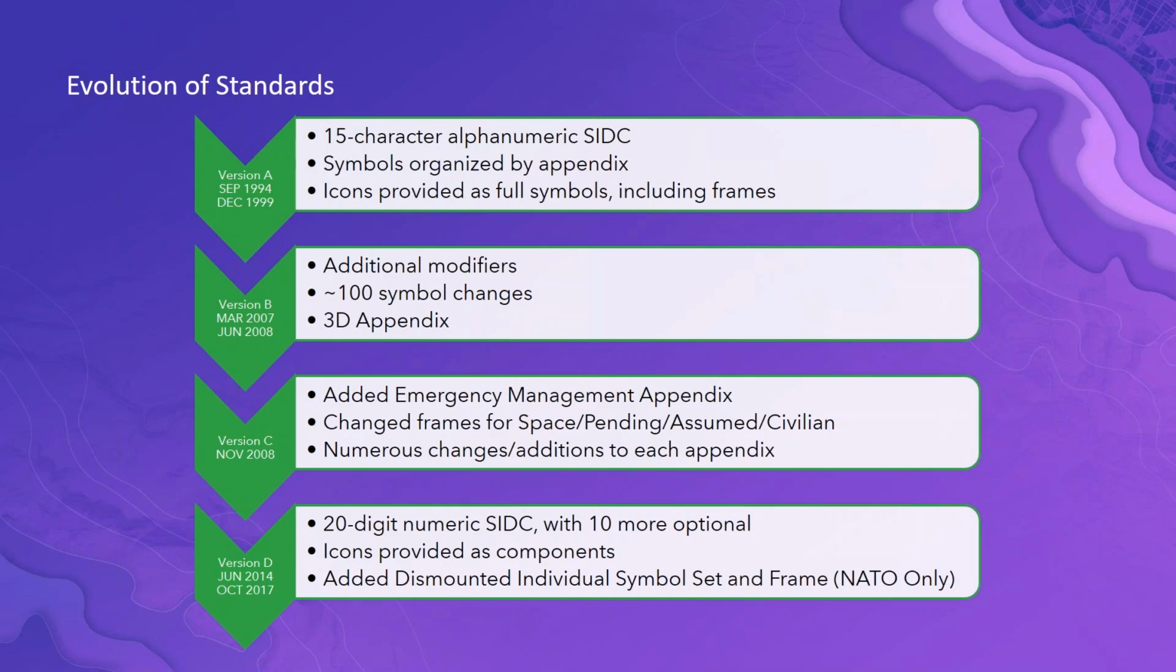As you can see, they've evolved quite a bit over the last 20 years. The first date on each version is the release date for the DoD standard, and the second date for the NATO standard. They're currently developing version D, change 1, which will have some interesting changes, including improved cyber symbology, a mandate for the last 10 of the 30-digit SIDC, and a great many symbol changes.